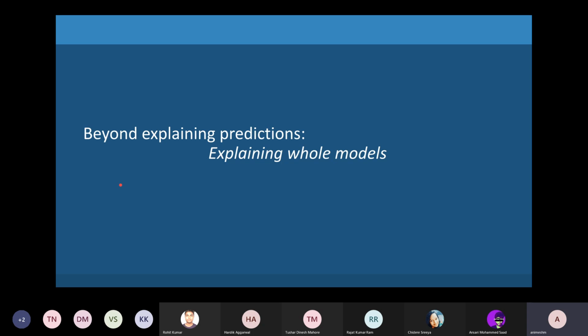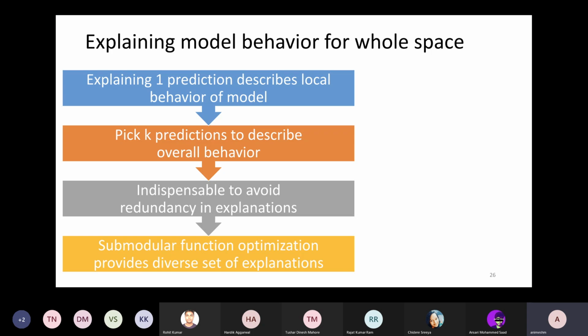So beyond explaining single predictions, now we move to the paradigm of explaining the whole model, the functioning of the whole model. And how do we do that? So basically, as we agreed, explaining one prediction gives you an idea of a local behavior of the model. However, if we can very cunningly pick k such predictions, then we might be able to describe or explain the overall behavior of the model.